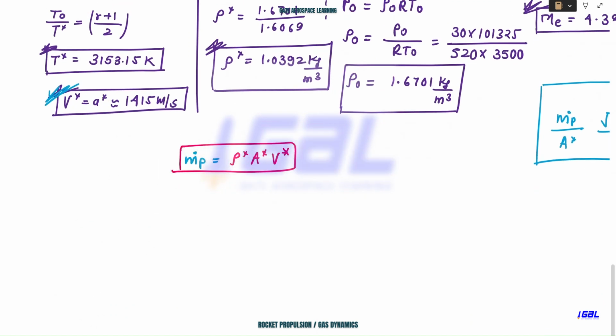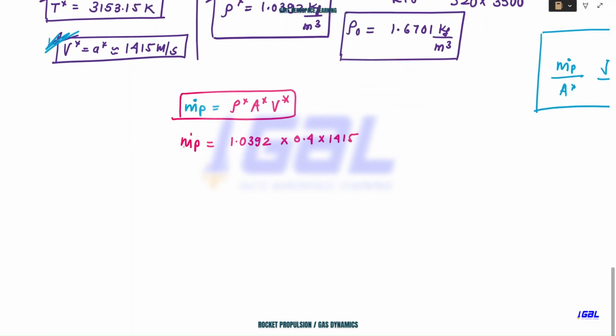And why are we doing the calculation for m dot p? We need the thrust, and in the thrust expression we have m dot p, right? So substitute all the values in this. Rho star is 1.0, A star is 0.4 meter square. Don't forget that the area must also be in SI unit. V star will be 1415. Everything is in SI unit.